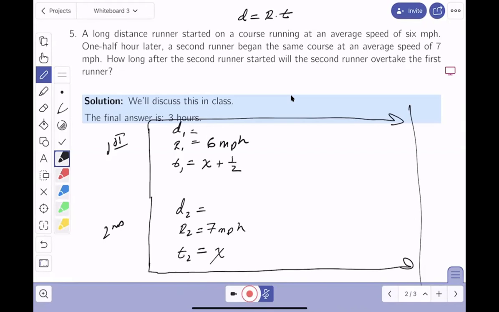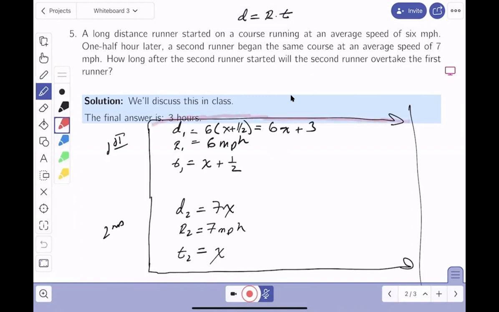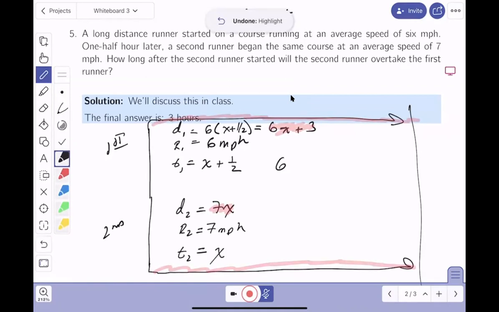What's distance? It's rate times time. It's going to be 6 times X plus 1/2, which is 6X plus 3. I'm sorry, I made a mistake there. And this guy's going to be 7X. What do I know? I know their distances are equal. So this guy's distance here and this guy's distance here are the same. Why is that? He overtook him. So this distance here must equal that distance there. Let's write that down. So what do you get? 6X plus 3. That's the first runner's distance. Has got to be identical to the second runner's distance, which is 7X.